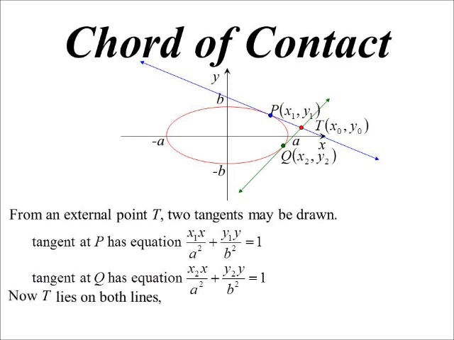Now T lies on both lines. Therefore, it satisfies both equations. So therefore, it's true to say x1 x naught on a squared plus y1 y naught on b squared is equal to 1. It is also true to say x2 x naught on a squared plus y2 y naught on b squared is equal to 1. Well, we have our equation then.